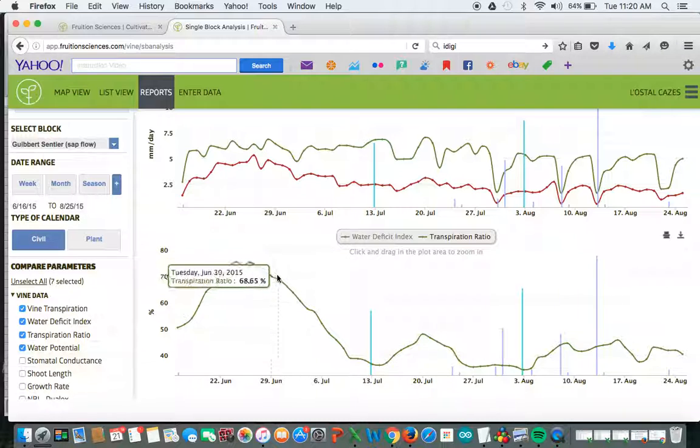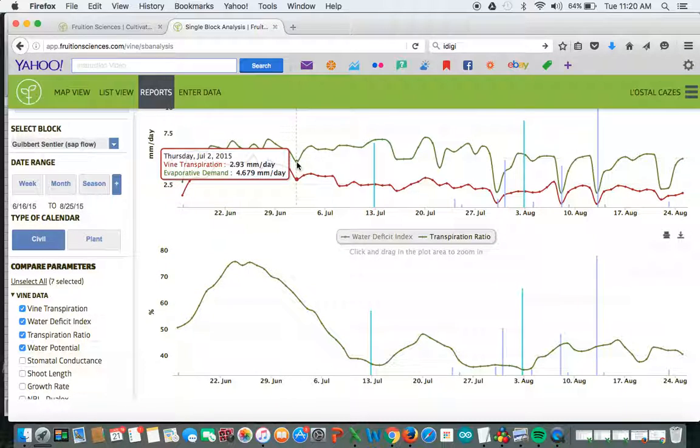As we have the decline, we know we're using water, and we know that it's using water because the canopy is not getting smaller, and we know it's not due to variations in weather because that is part of the calculation.